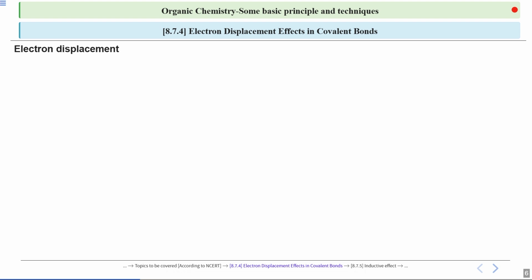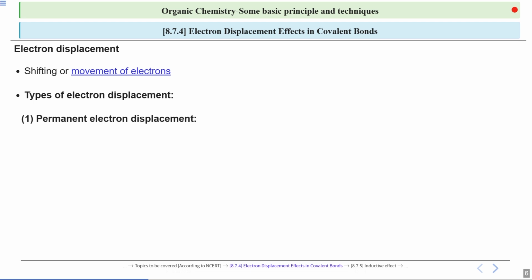So let's try to understand what electron displacement is. I hope this term is itself kind of self-explanatory. If I try to define it in simpler terms, it is the shifting or movement of electrons within a molecule. Now, what are the types of electron displacement?